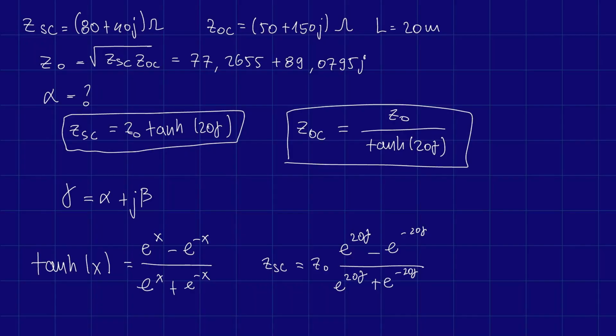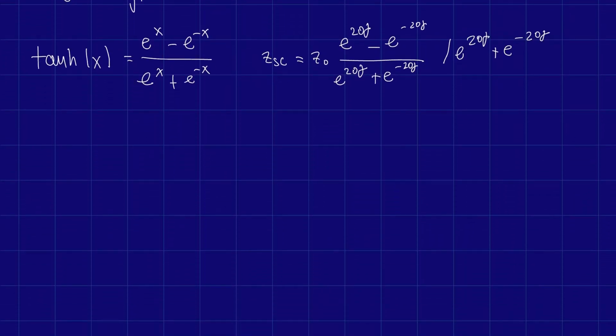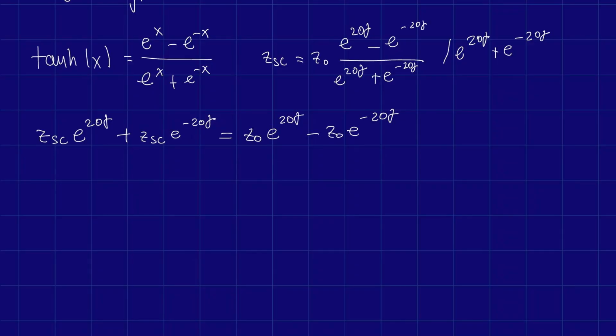Okay, so now we multiply both sides by the denominator, so that way it will disappear. Okay, so we write e to the 2l gamma plus e to the minus 2l gamma. So now on the left side we have the short circuit impedance multiplied by the denominator, so we're just going to do that directly right here. On the right side, these two cancel out, so we just have the numerator left. So we have Z0 multiplied by e to the 2l gamma minus e to the minus 2l gamma. Now we can multiply by e to the 2l gamma, so our equation simplifies even further. So we write it right here.